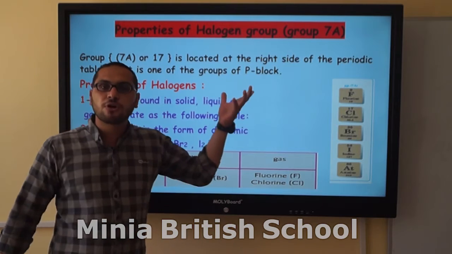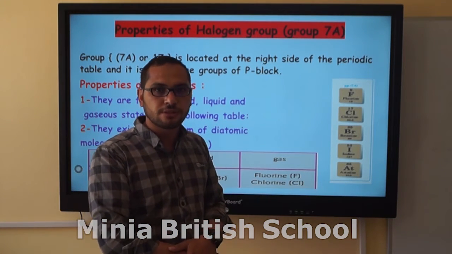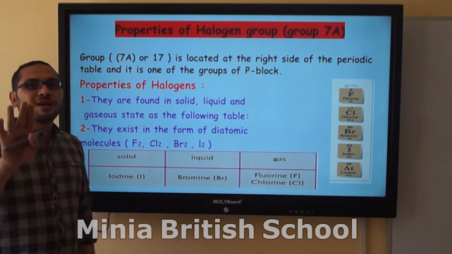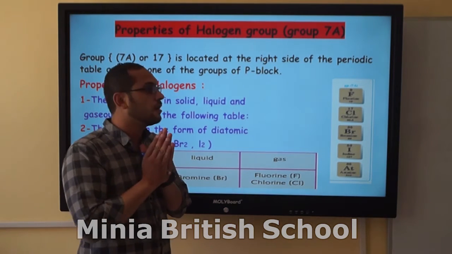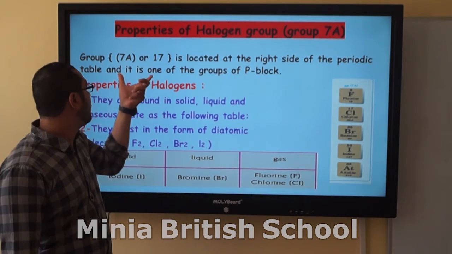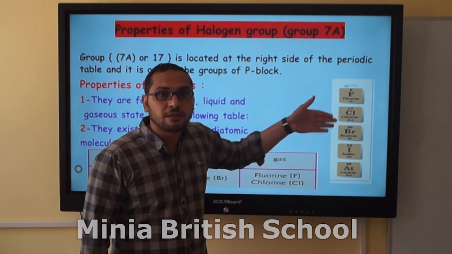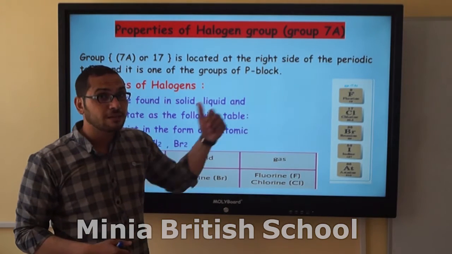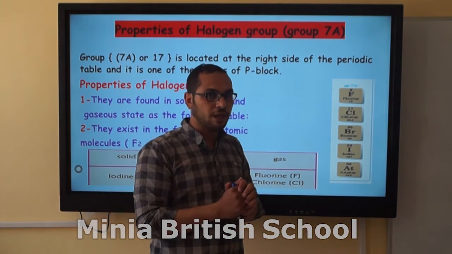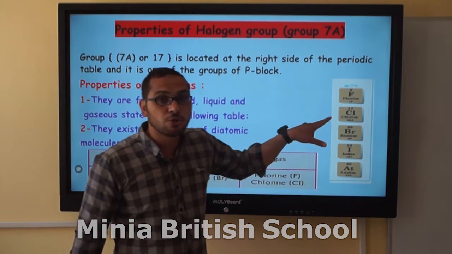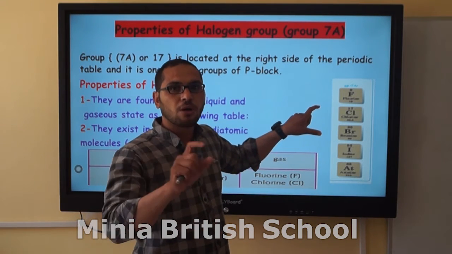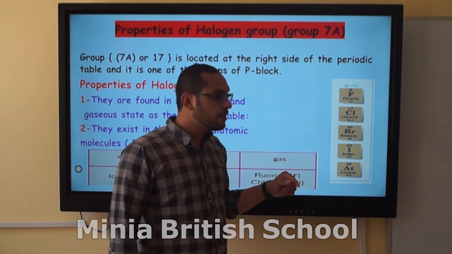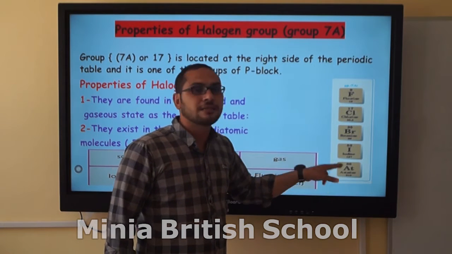Okay, let's move on to the halogens. The first one, properties of halogens, group 7A or group 17. We will start with the location. They are located on the right side, before the inert gases, in the p block. So these elements are fluorine, chlorine, bromine, iodine, astatine.